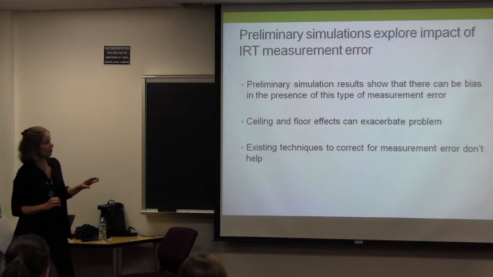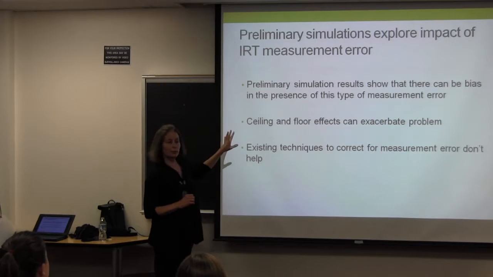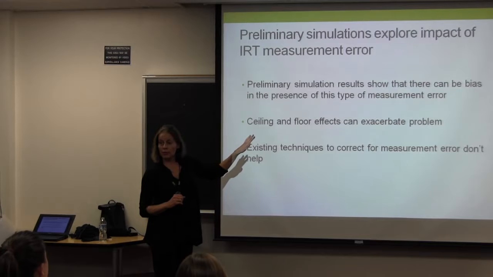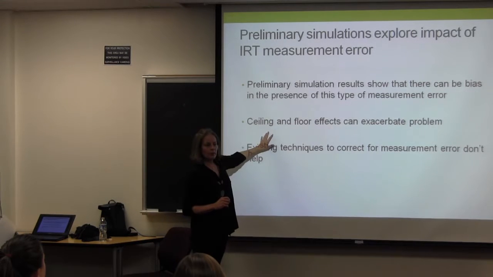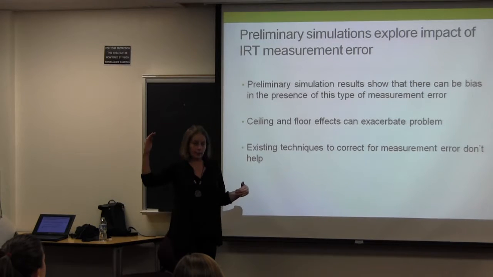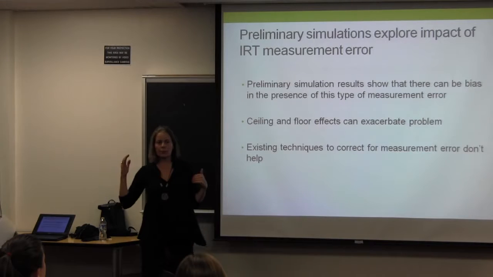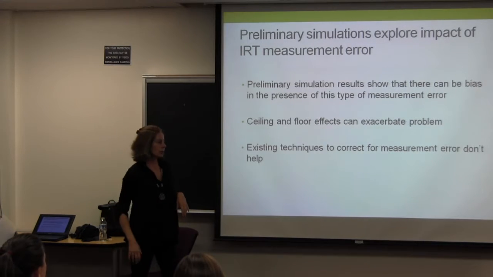Okay, so in the simulations, the preliminary results show that there can be bias in the presence of this heteroscedastic measurement error. Ceiling and floor effects obviously can exacerbate the problem, right? So if your tests have really heavy ceiling and floor effects, you're going to have an even worse problem, because the ends of the spectrum are not being fleshed out.